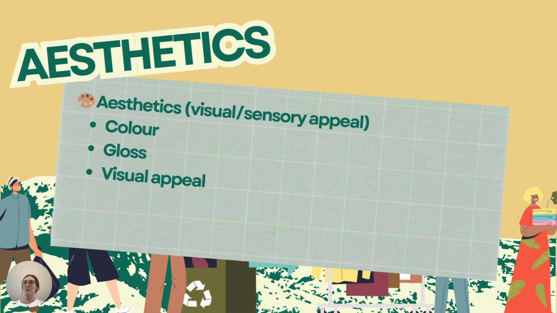And the final one is aesthetics. So aesthetics is all to do with how something looks. So it's usually visual. That could be colour, it could be a glossy sheen or something that a fabric has. It's the visual appeal. We can use the word aesthetics as a describing word for fabric. So a fabric has a really good aesthetic.